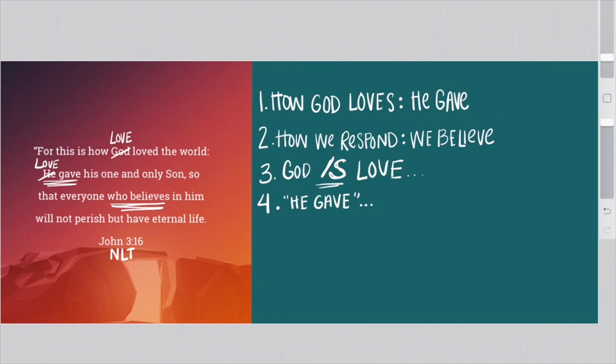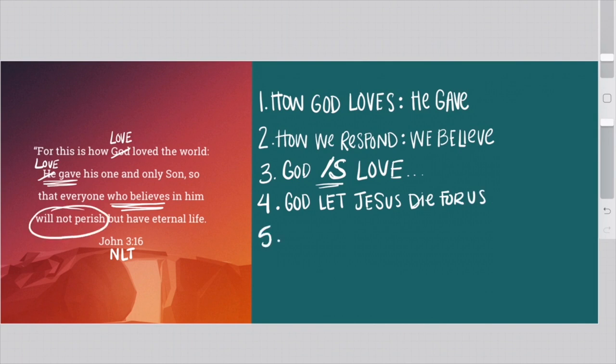How? Yes, by giving, but not just giving any old thing. He allowed his son Jesus to die. He loved us so much that he let that happen. God let Jesus die for us. These words are describing the plan that God had to rescue us from our sin.